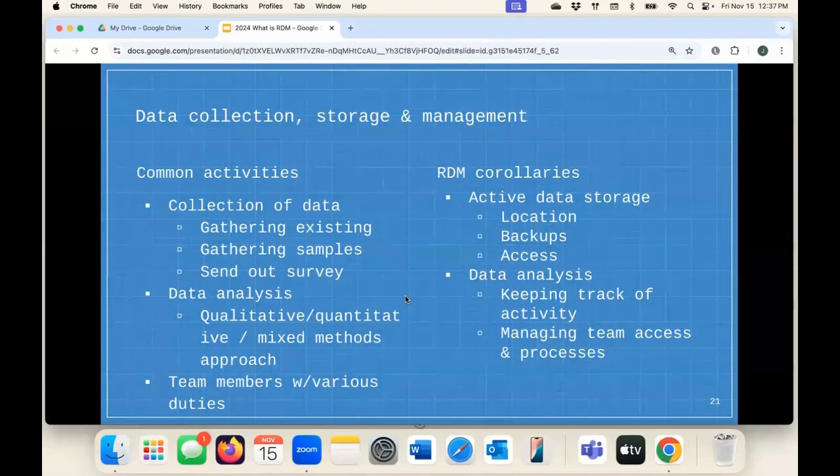Making sure you are keeping an eye on team access and processes. So sometimes not every member of the team will have access to everything. Sometimes that changes over time and someone needs to manually turn something on or turn something off.